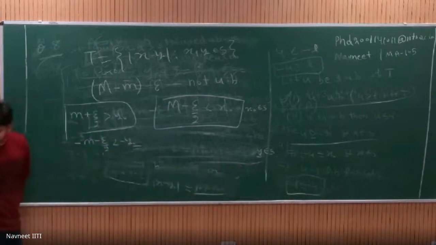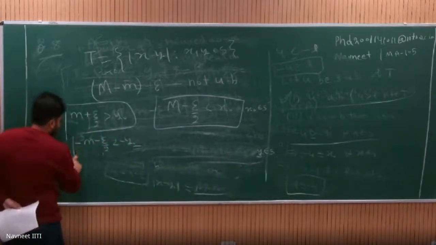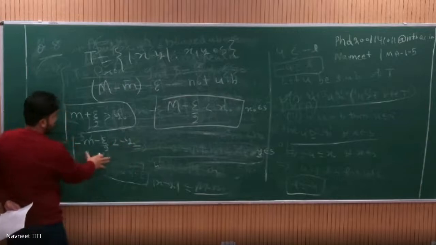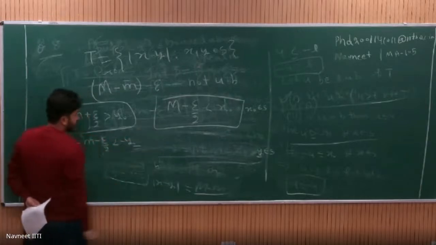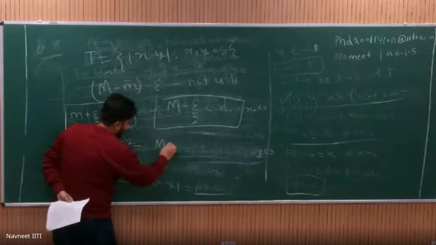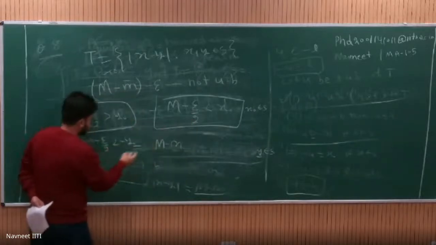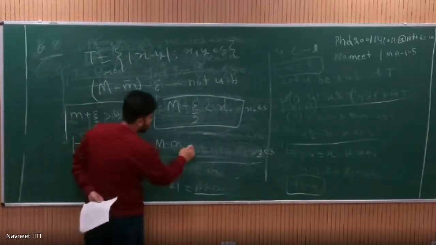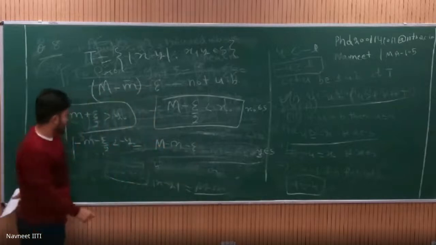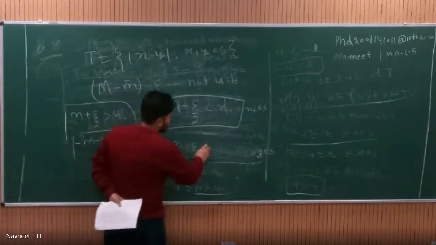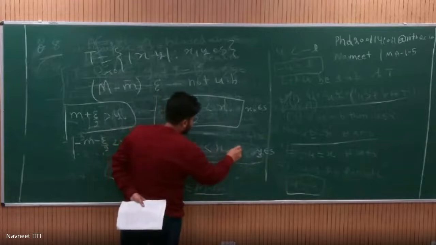Then add this one and that one. This inequality, minus m, and this one. Then if you add left hand side into left hand side, you will get m minus small m. This is minus epsilon by 2, this is minus epsilon by 2. This is minus epsilon. And this is going to be less than this x naught minus y naught.